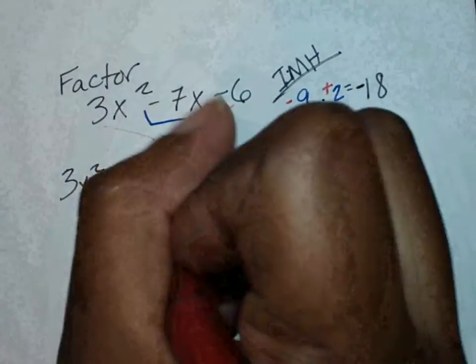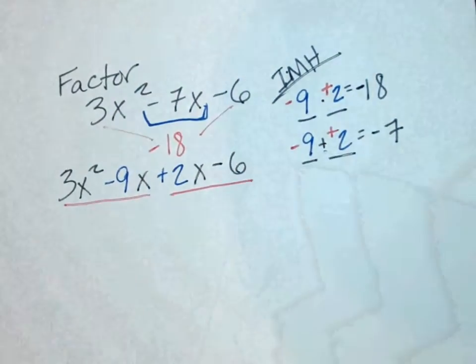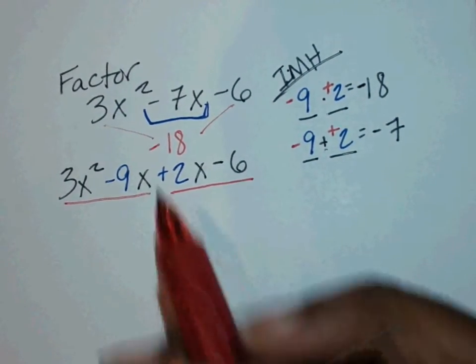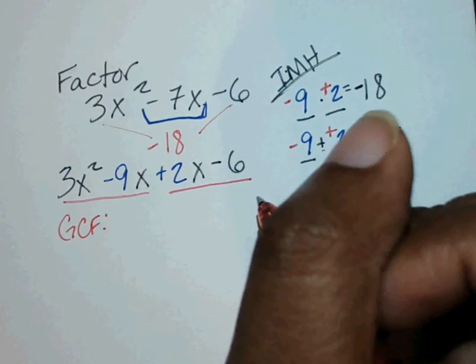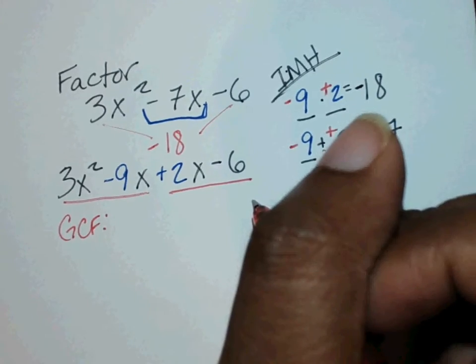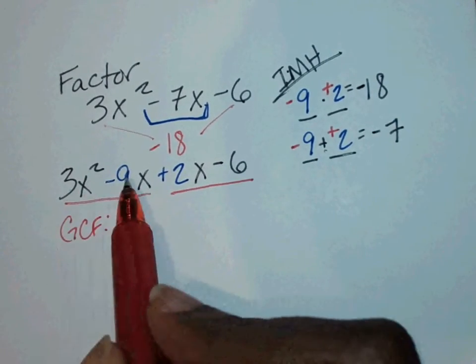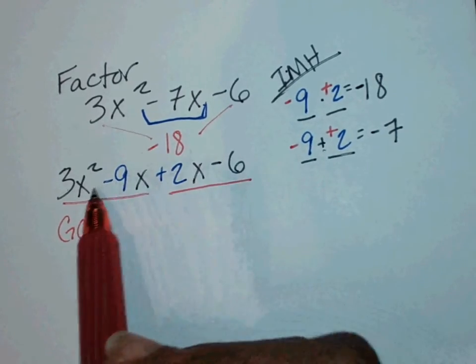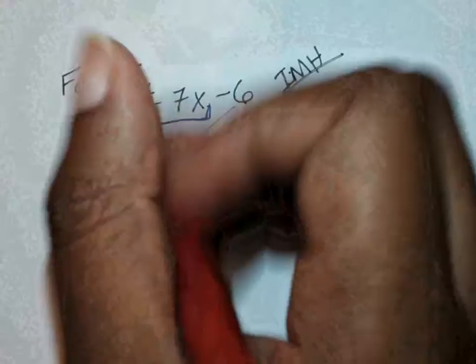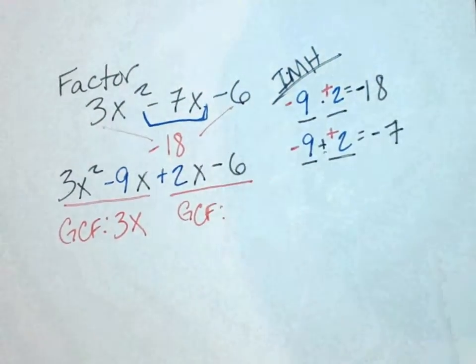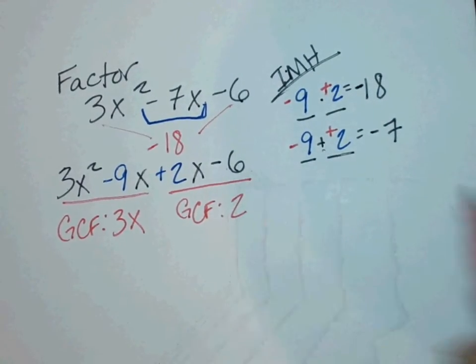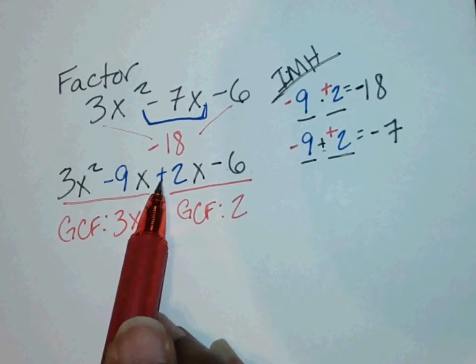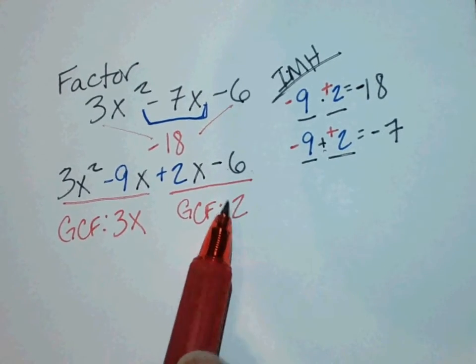So now I'm going to group my first two together, group my second two together. Alright, trying to find my GCF of my first two. The GCF of my first two looks like I have a 3 in both of these, because 3 goes into 3, 3 goes into 9, and I have an x. So 3x. GCF for my second two, I have a 2 in both of these, and I don't have an x, so it's just going to be 2. And since this is positive, my GCF is going to be positive.